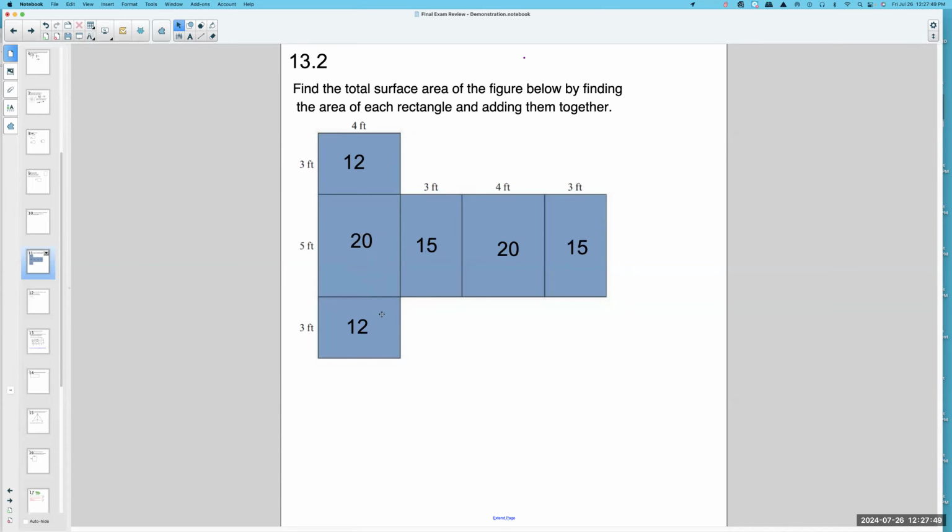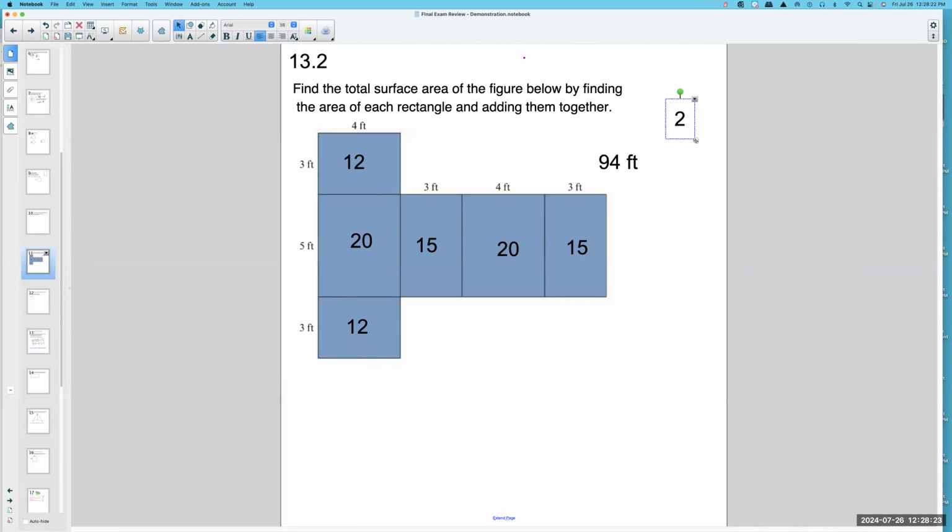Notice I have 2 12s, 2 15s, and 2 20s. That makes sense because I have 3 different sides in this case. Some of them could have been the same, but I have 3 pairs of sides. So you can simply add all these numbers up, or you can add the different ones and double that. So I could do 12 plus 15 is 27. So that makes 47. 47 times 2 is 94. So 94 square feet.